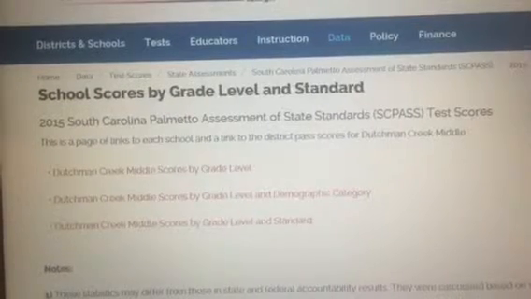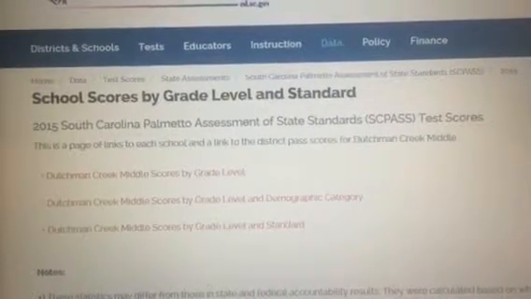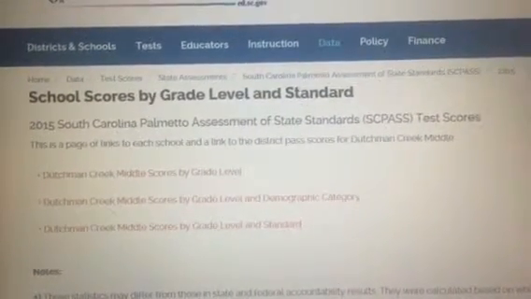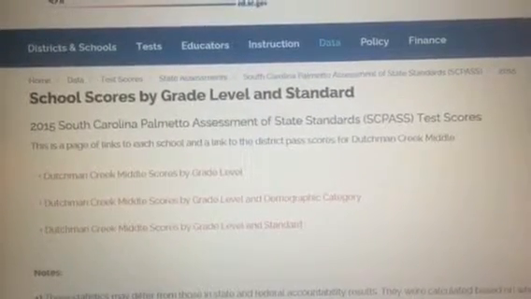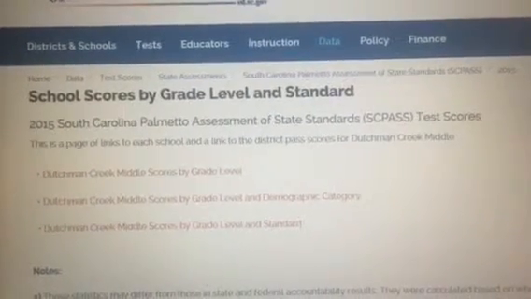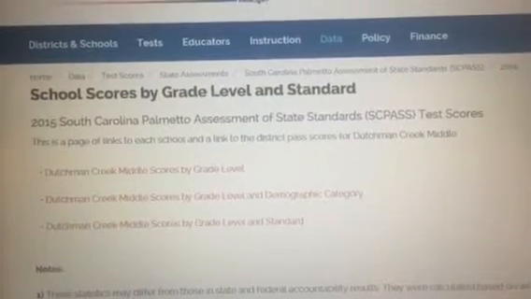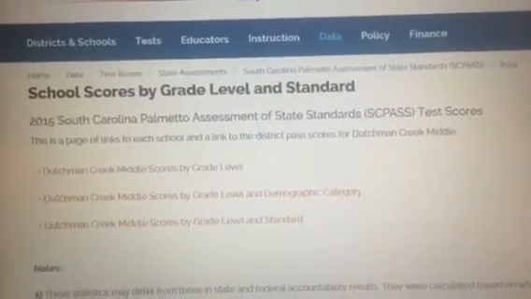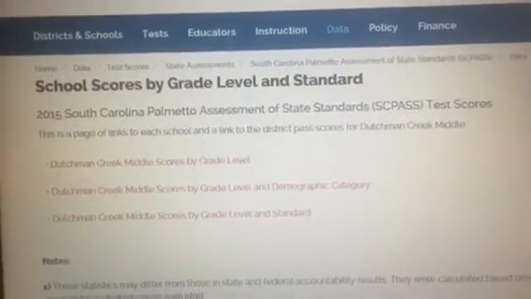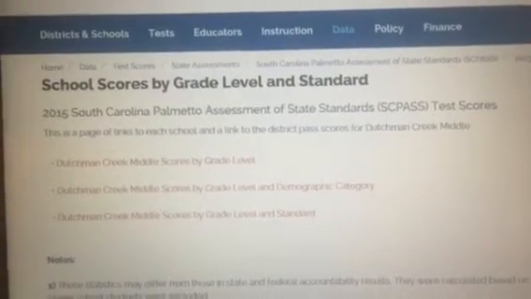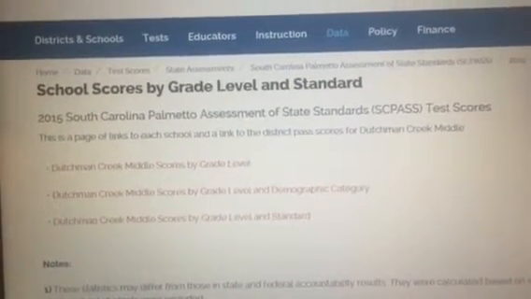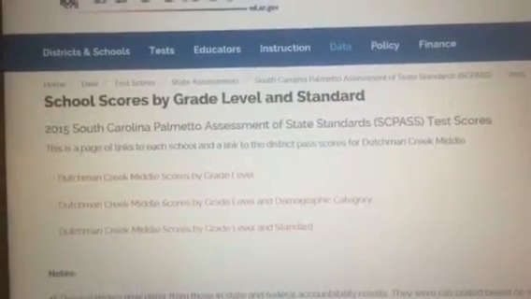At a later time, we will take a look at our demographic information and see how our subgroups of students performed in reference to South Carolina PASS for science and social studies. And as always, teachers, I truly appreciate your open mindset in receiving data and information and looking at how we can increase the performance levels for all of our students.